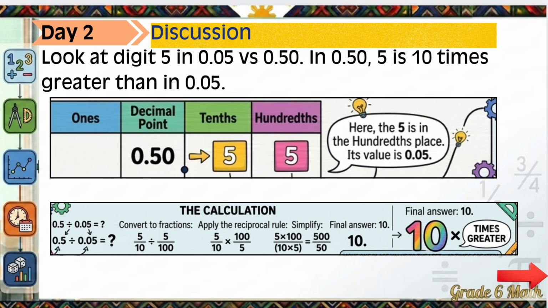In the number 0.50, the digit 5 sits in the tenths place, giving it a value of 5/10. In the number 0.05, that same digit sits one position to the right in the hundredths place, giving it a smaller value of 5 hundredths. Because moving one spot to the left increases a digit's value by 10 times, 5/10 is exactly 10 times greater than 5 hundredths.